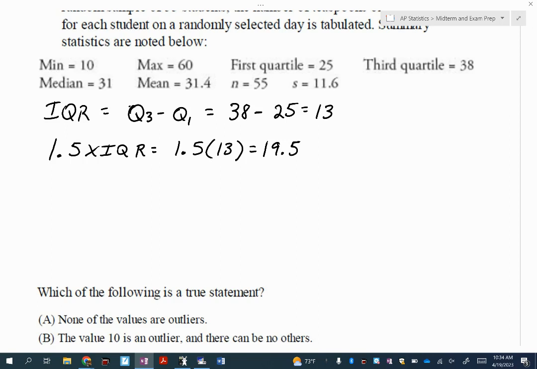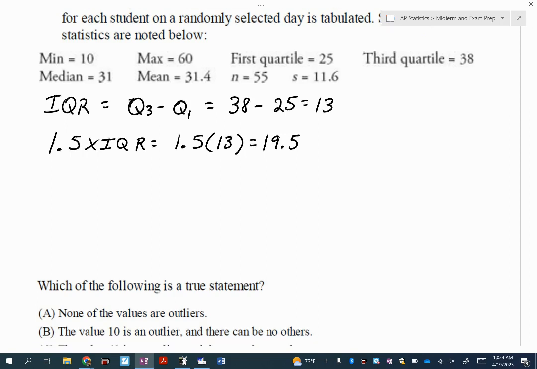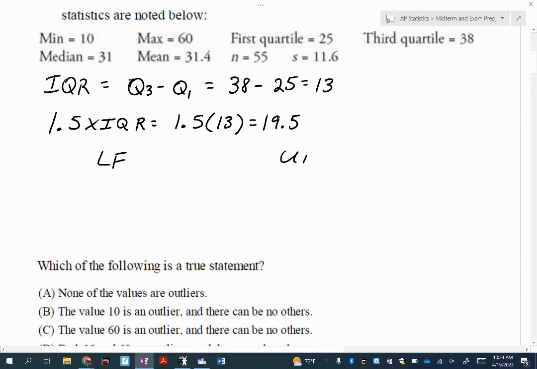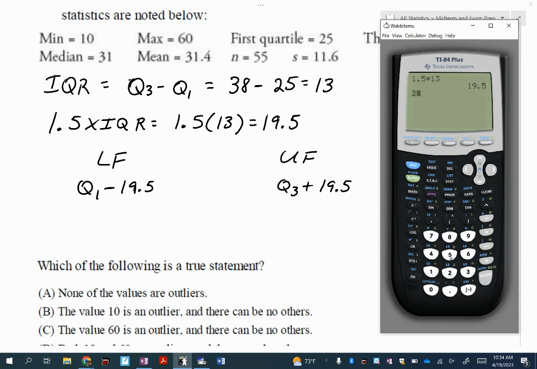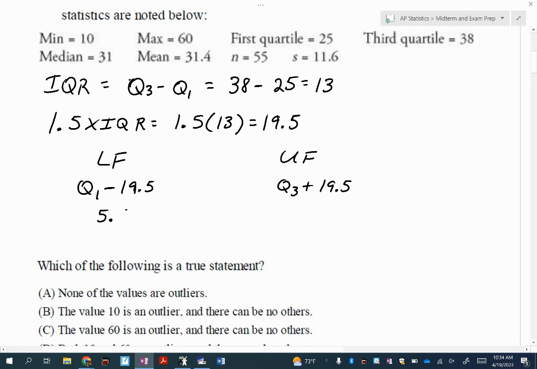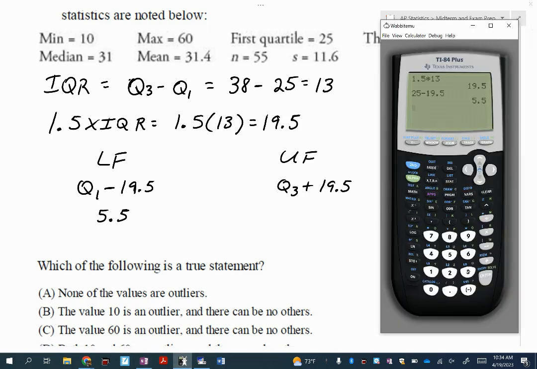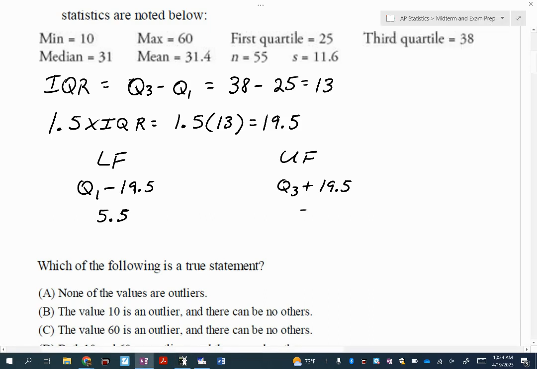Now, again, there's not really any way to describe this other than that it's 1.5 times the IQR. We use this number to find our fences. So the way I always do it is a lower fence and an upper fence. 19.5 is our number to use for the fences. To find the lower fence, you do quartile 1 minus 19.5. And the upper fence is quartile 3 plus 19.5. All right, so we have 25 minus 19.5. So our lower fence is 5.5. And our upper fence is 38 plus 19.5. 57.5.